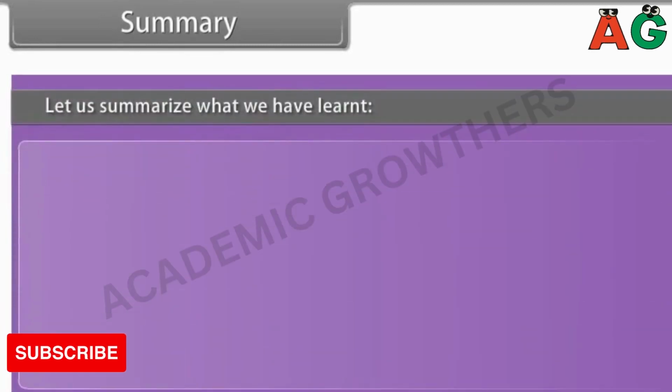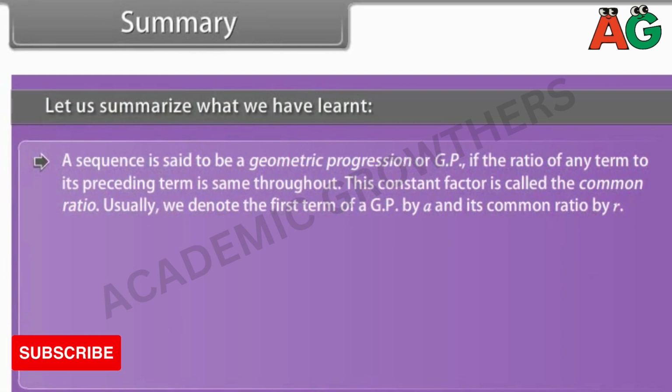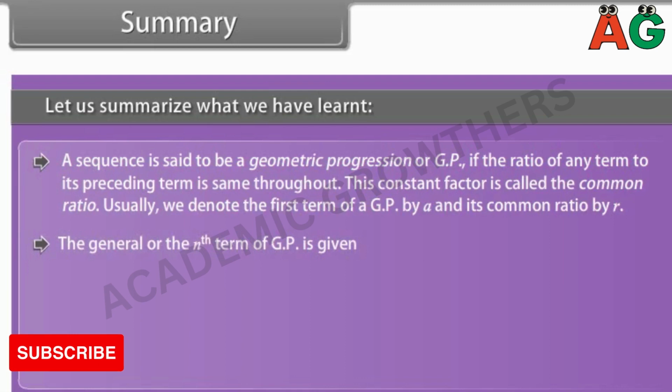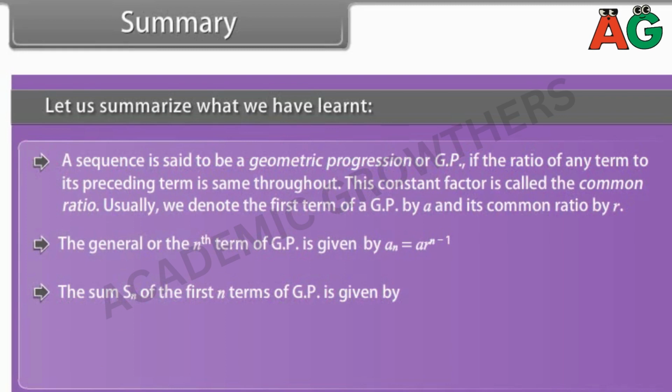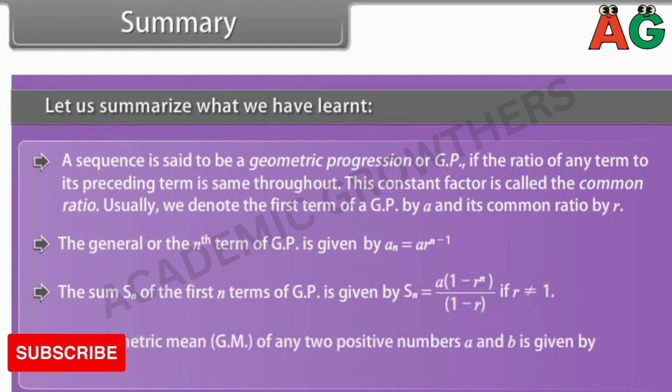Summary. Let us summarize what we have learned. A sequence is said to be a geometric progression or GP if the ratio of any term to its preceding term is the same throughout. This constant factor is called the common ratio. Usually we denote the first term of a GP by A and its common ratio by R. The general or nth term of GP is given by, the sum Sn of the first n terms of GP is given by, the geometric mean of any two positive numbers A and B is given by, that is, the sequence A, G, B is a GP.